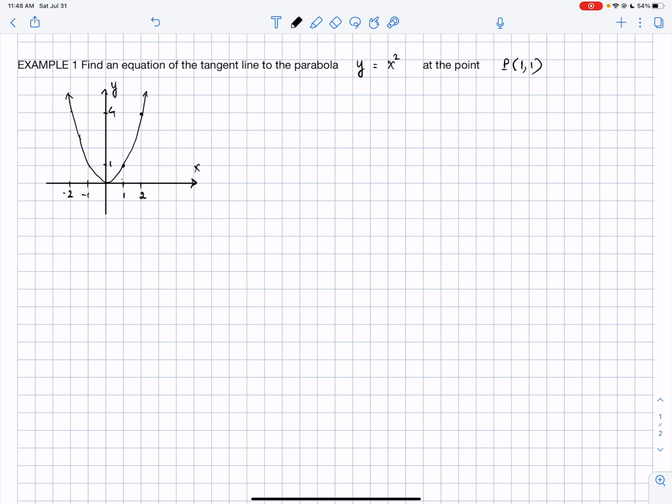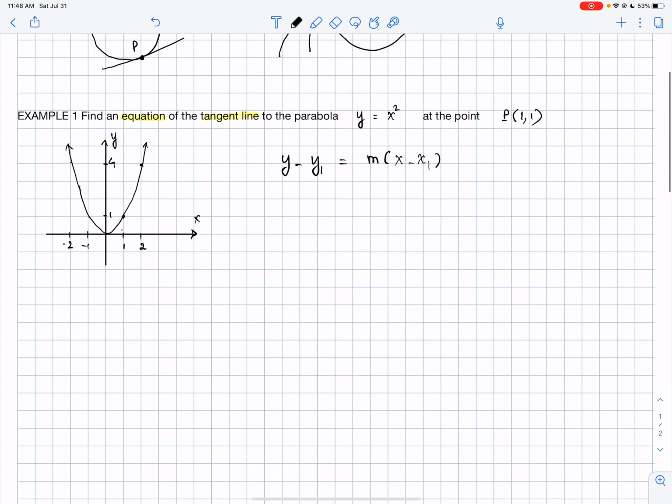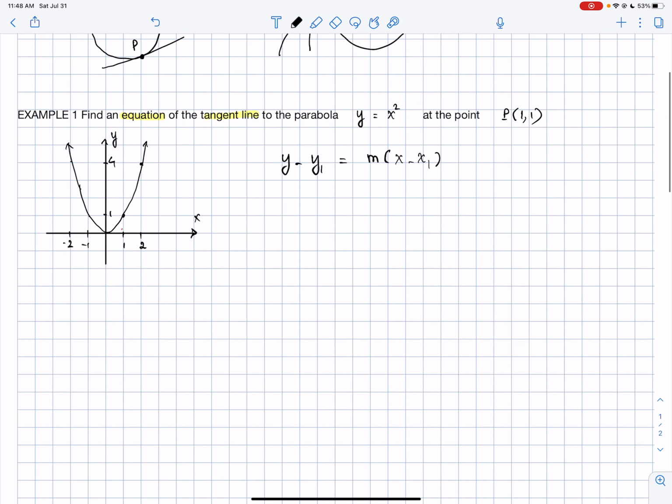Example number 1. Find an equation of the tangent line to the parabola y equal to x squared at the point P(1, 1). The question is to find the equation of a line. In algebra, we learned that y minus y1 equals m times (x minus x1), where x1 and y1 is a point, which is point P. So we can plug in the point P for this formula.